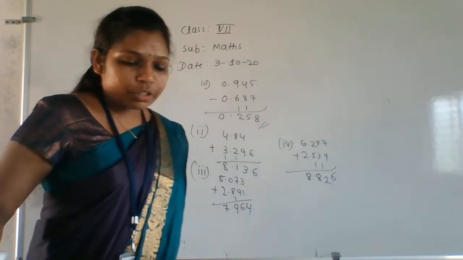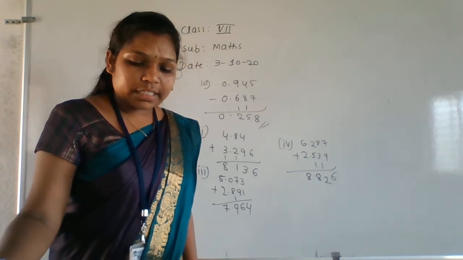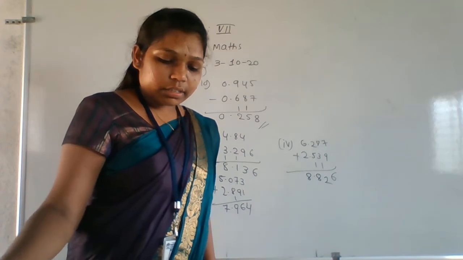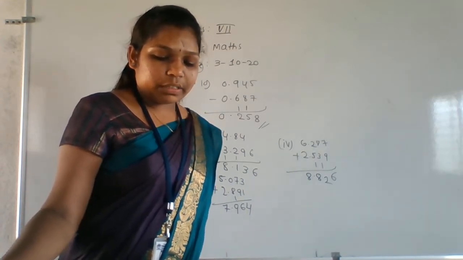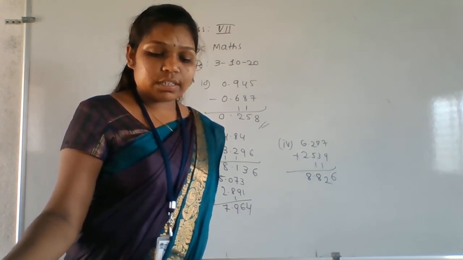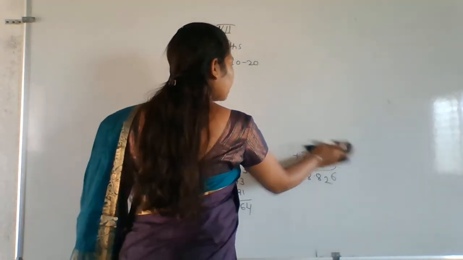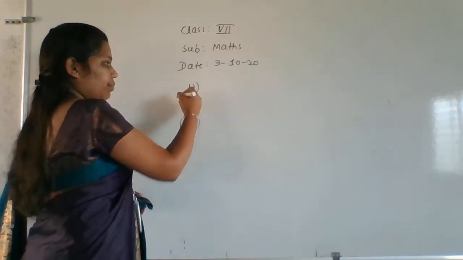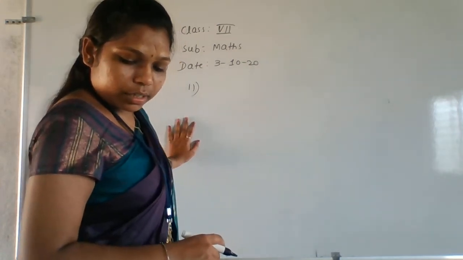During the month of June, there was 12 integer 1 by 5 millimeter of rainfall in a city, and in the months of July and August, rainfall of 15 integer 2 by 3 millimeter and 25 integer 2 by 3 millimeter were recorded respectively. Find the total rainfall during the monsoon season in the city. Whatever is given, you have to write first. For the 11th one, find the total rainfall.